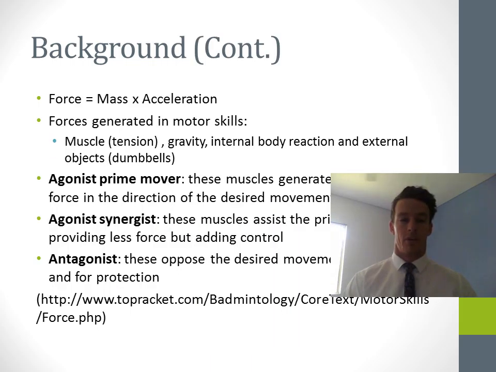On this slide we will be focusing on force. Force in a biomechanical sense is found by multiplying the object's mass by its acceleration. Force is generated in the motor skills and is broken down into muscle tension, gravity, internal body reaction, and external objects. Force production in relation to muscles is what we will be focusing on primarily today, and is further broken down into agonist prime movers, agonist synergists, and antagonist muscles, which all contribute to the force production through muscle tension.